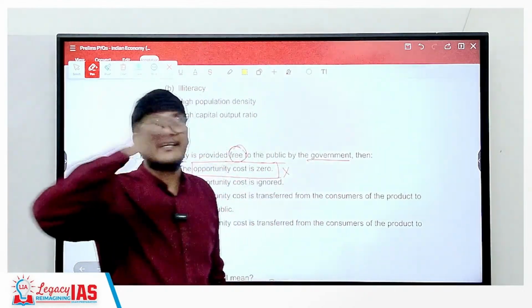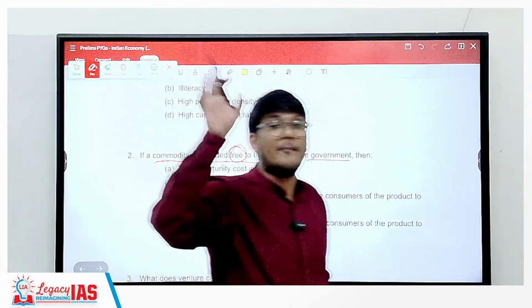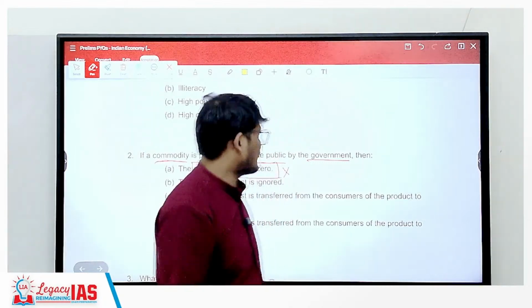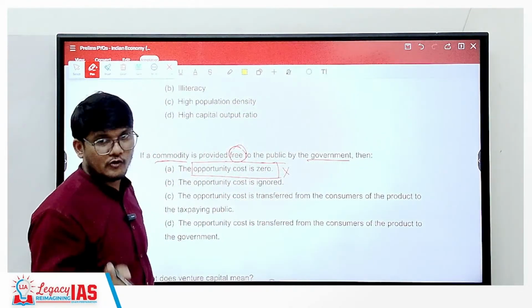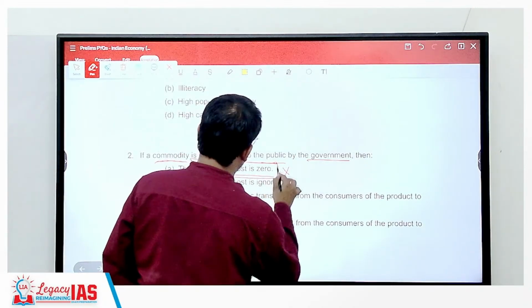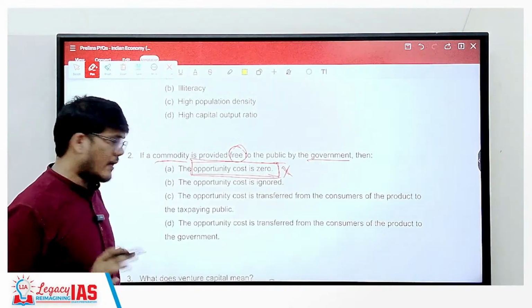So whatever they did not do, that would be the opportunity cost that the government let go of. That is why there will be some or the other opportunity cost. So the statement that opportunity cost is zero is absolutely wrong, right?